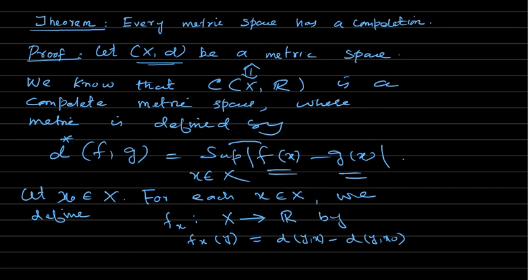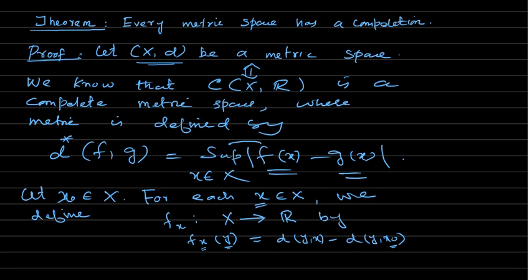So x naught you have already fixed. Now for every x you define a map f_x, which is defined by f_x(y) equal to this. Now this map will depend on x, because you keep varying this x, you will get different mappings. This x naught is already fixed, you don't change it. But you can change this x that you took here; if you choose different x's, you will get different mappings. So obviously this is a real valued map because d(y,x) is a real number, d(y,x naught) is a real number, their difference is again a real number. So it's a real valued map and it's obviously well defined.